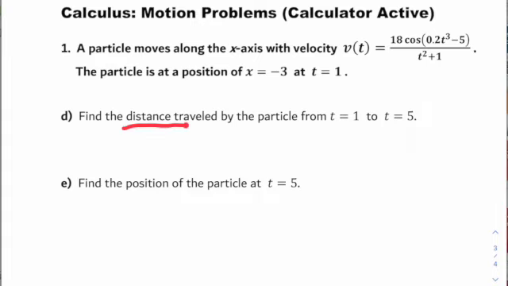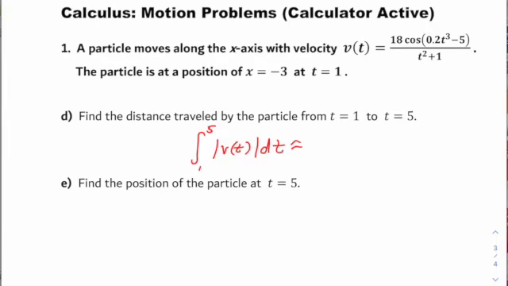Part D, find the distance traveled by this particle from 1 to 5. So distance traveled, unlike displacement, is you want to integrate from 1 to 5, but distance is not taking into consideration whether you're moving forward or backward, right or left. It's all distance traveled, so you want to take the absolute value of velocity. Notice you got to have the proper notation there, the differential on the end there, dt. And you can use shorthand, use v of t.